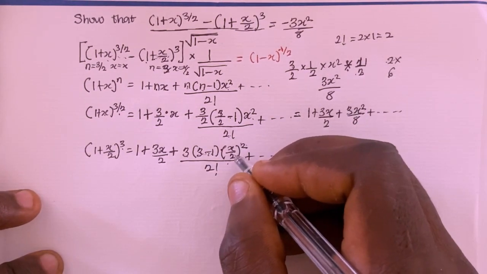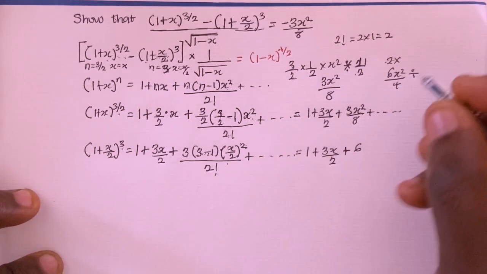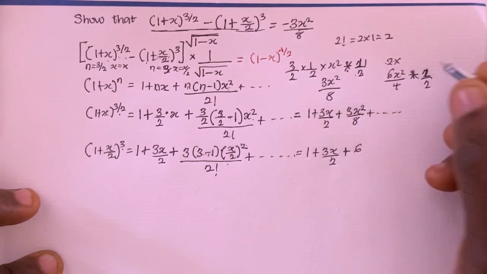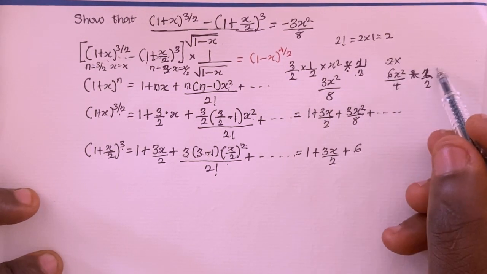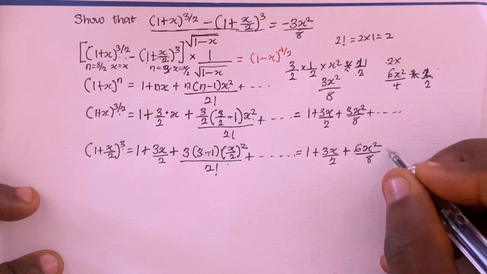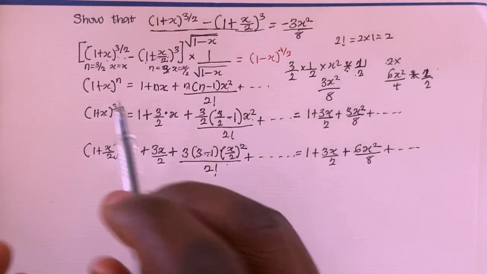This is s squared over 4, right? 6s squared over 4. Then divided by 2 factorial, right? Which I can also write as 1 over 2, multiply by 1 over 2. So if you look at this already, this is going to give me 6s squared over 8. Then I'm going to have this to be 6s squared over 8 plus some other terms. So now that's just it for the first and second expression of this parenthesis.